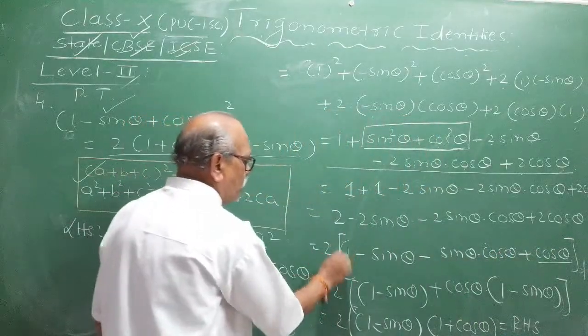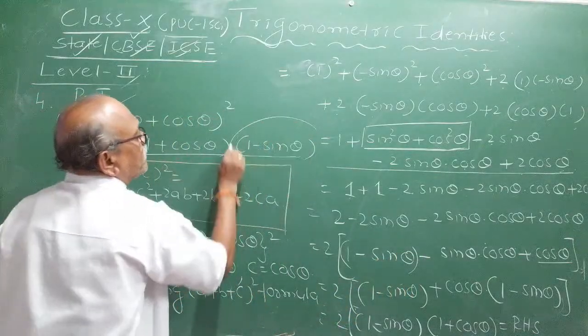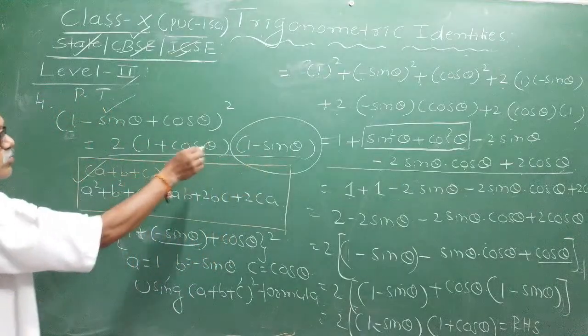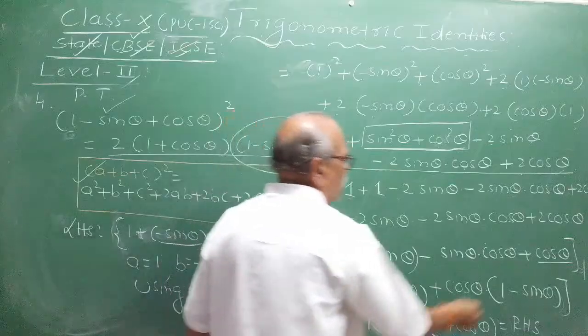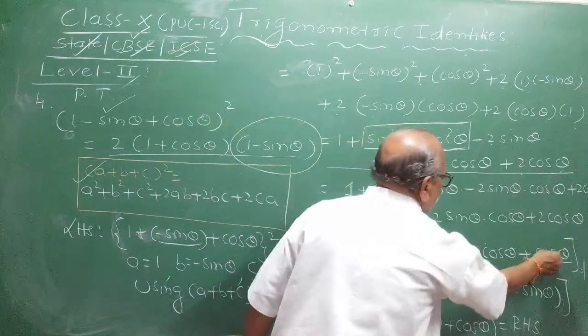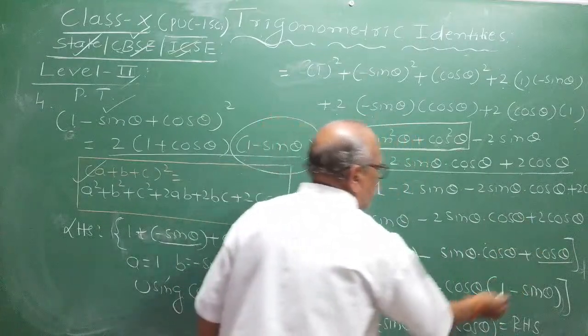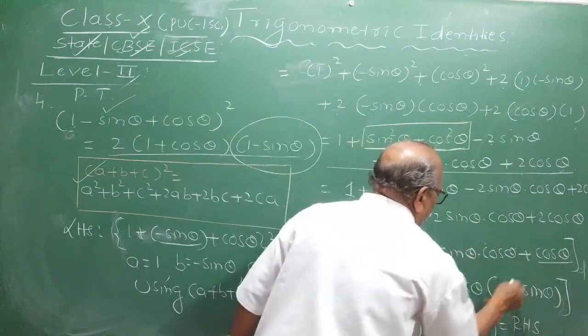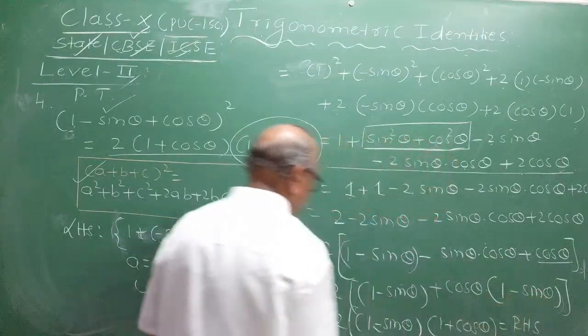I will put this 1 minus sine theta because one of the factors on the RHS is 1 minus sine theta. You must observe this. 1 minus sine theta is here. Now I will take plus cos theta common in this. When you take plus cos theta common, you are left with 1 here. If cos theta comes outside, you are left with minus sine theta.